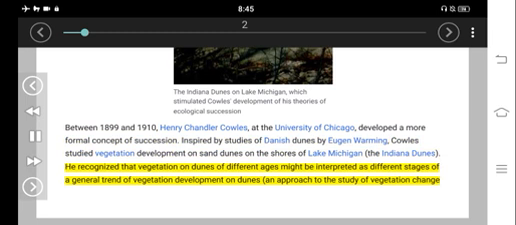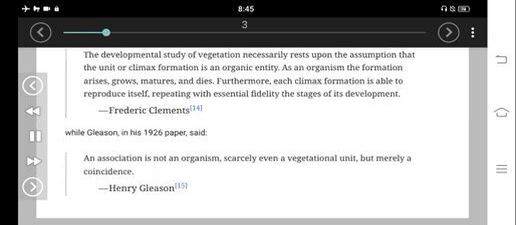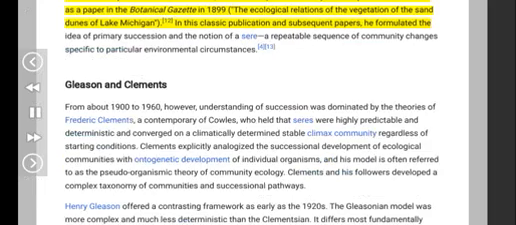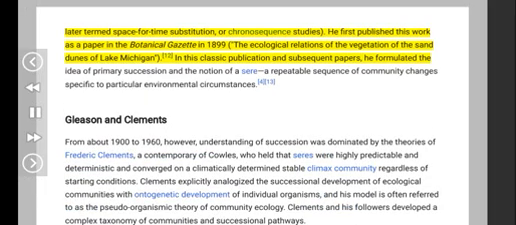He recognized that vegetation on dunes of different ages might be interpreted as different stages of a general trend of vegetation development on dunes, an approach to the study of vegetation change later termed space for time substitution, or chronosequence studies. He first published this work as a paper in the Botanical Gazette in 1899, The Ecological Relations of the Vegetation of the Sand Dunes of Lake Michigan. In this classic publication and subsequent papers, he formulated the idea of primary succession and the notion of a sere, a repeatable sequence of community changes specific to particular environmental circumstances.